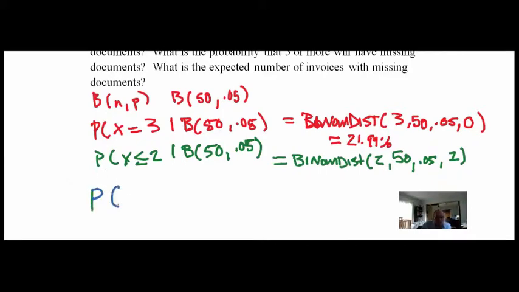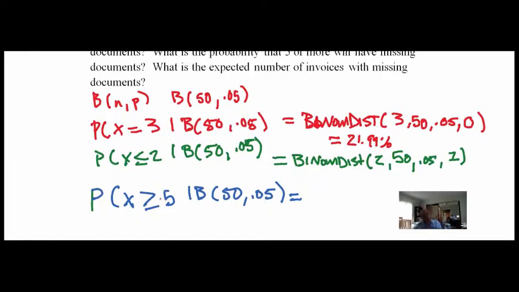Probability that x is greater than or equal to 5, given we have a binomial distribution of 50 trials, 0.05 probability of success. Well, this one's a little trickier, right? So this is greater than. So just like before, we can't actually just figure out greater than, but we could figure out less than or equal to 4.